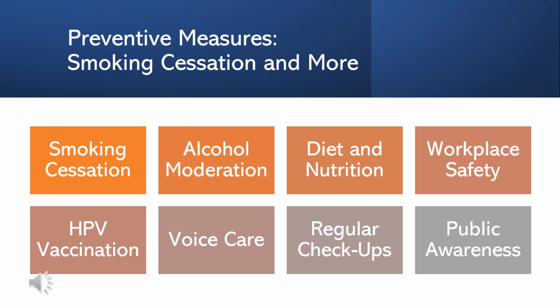HPV is becoming increasingly implicated in head and neck cancers, including laryngeal cancer. While the HPV vaccine is often administered in adolescents, it's also approved for adults up to age 45. Voice care. Constant straining of vocal cords, especially in professions that require frequent speaking or singing, can contribute to laryngeal issues. Advise patients to take vocal rests and stay hydrated. Promote annual physicals that include a thorough examination of the neck and throat.